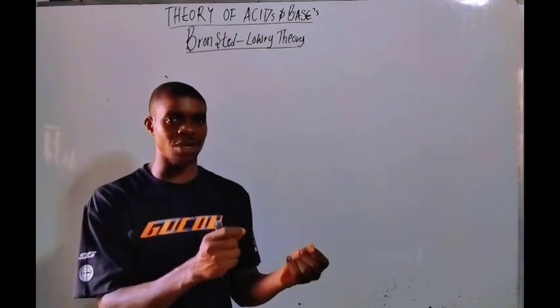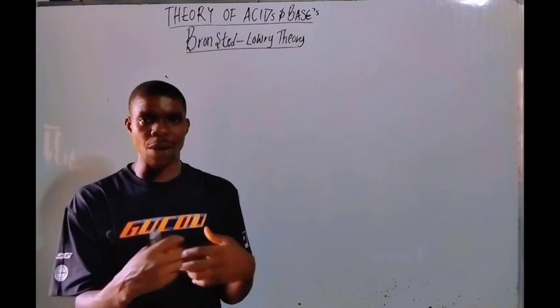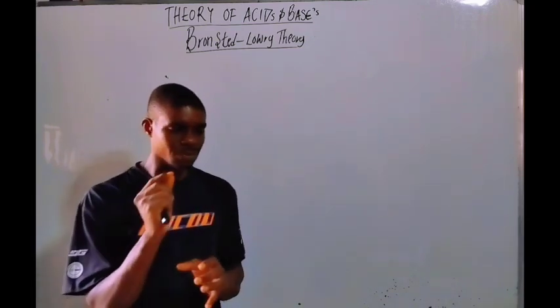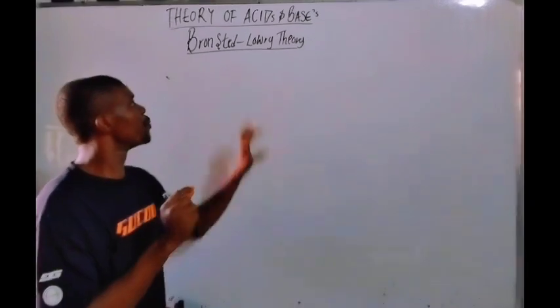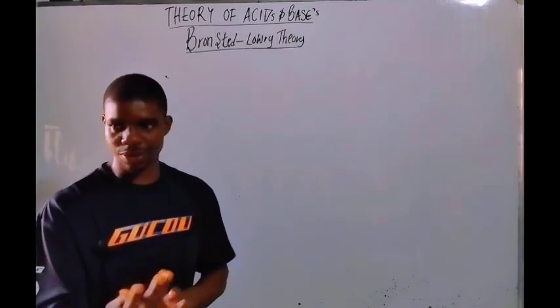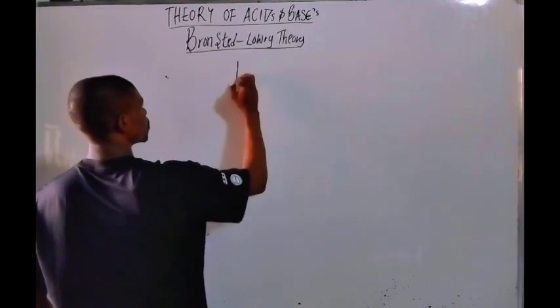What is a Bronsted-Lowry acid? What is a Bronsted-Lowry base? Now, what are conjugate acid-base pairs? How to identify them? Do you understand? So now we talk about the Bronsted-Lowry concept here. The Bronsted-Lowry concept means this is about the proton. Yes, proton.